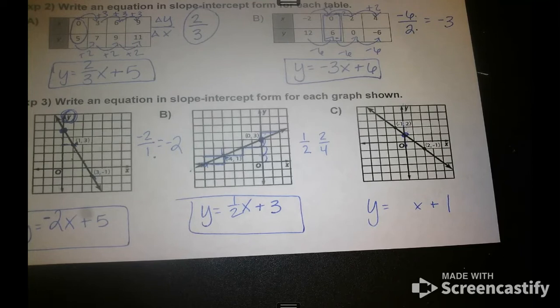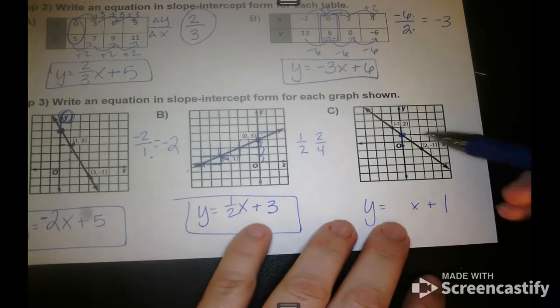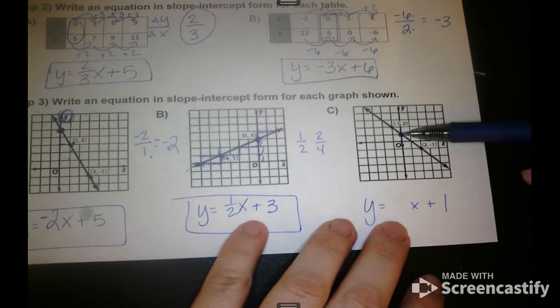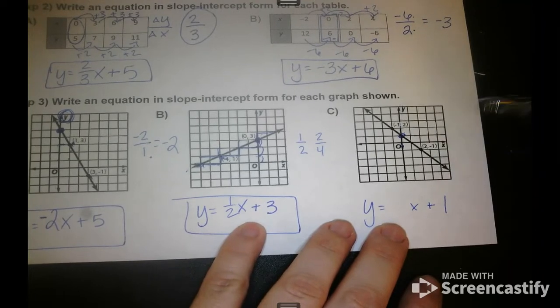Anybody find it? Anybody want to give it a shot? Diego? 1? Okay, how did you get 1? Okay, he said down 1 over 1. Did that work every single time? Mm-hmm. Down 1 over 1.